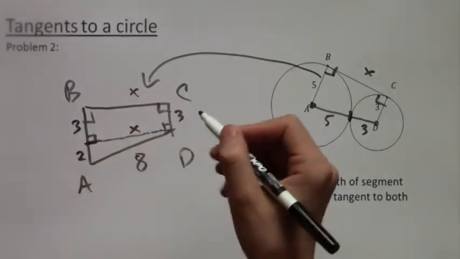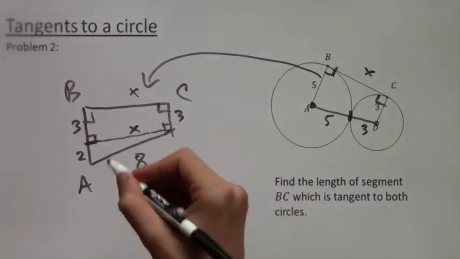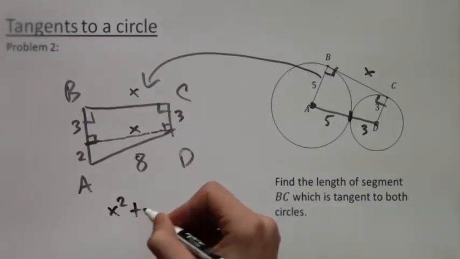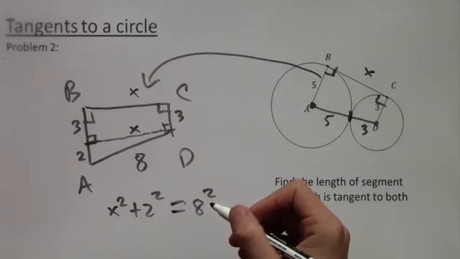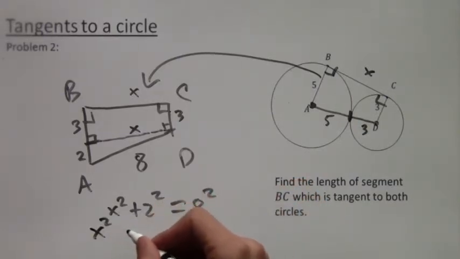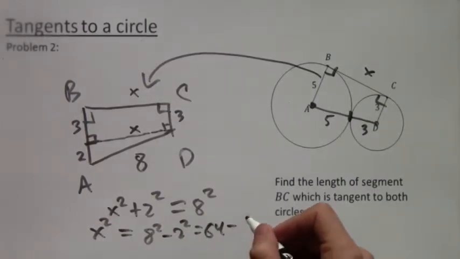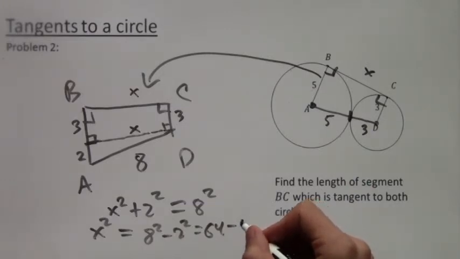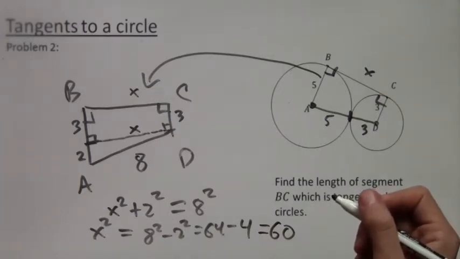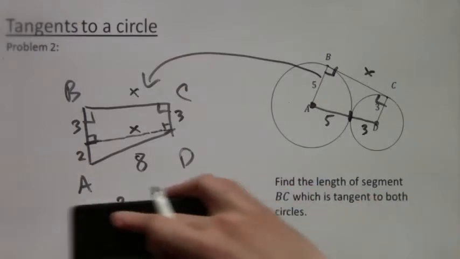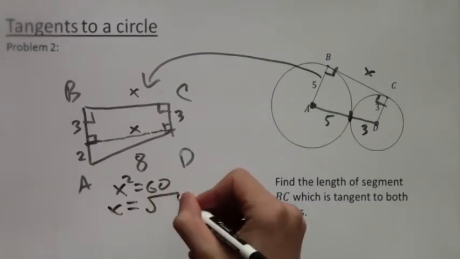and that means that we can transfer all the values because the opposite sides of the rectangle are equal. So we have x and x, and we have 3 and 3. And then we have a right triangle with legs x and 2 and hypotenuse 8. So we apply the Pythagorean theorem again. We get x squared equals 8 squared minus 2 squared. And that's 64 minus 4, and that's 60. So then to find x, we just have to take the square root of that. X squared equals 60, x equals the square root of 60.